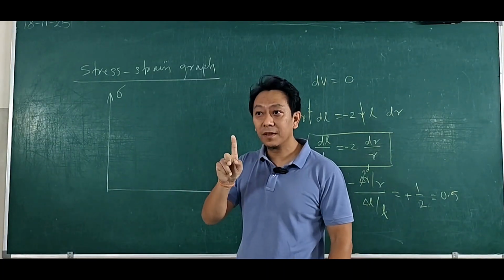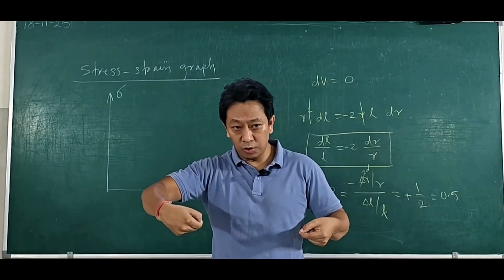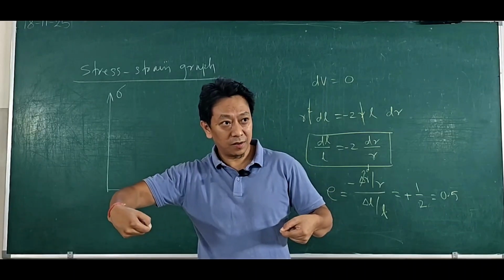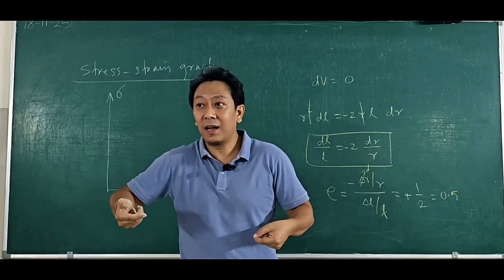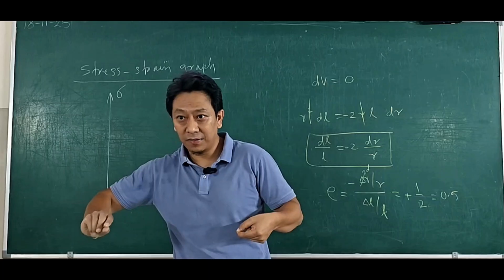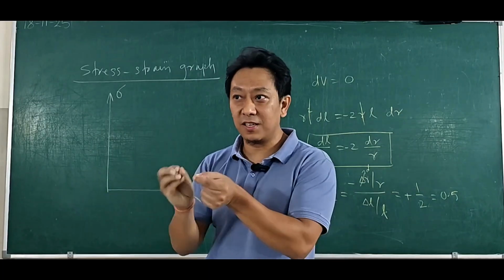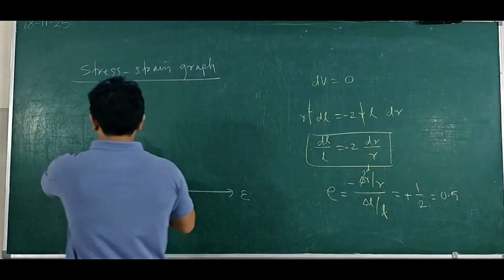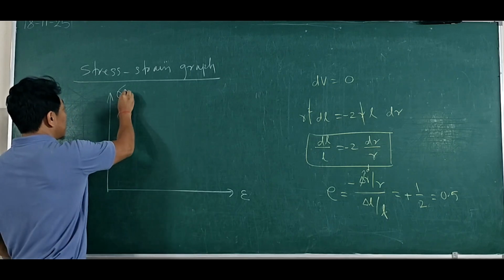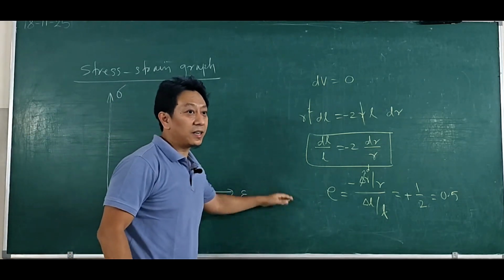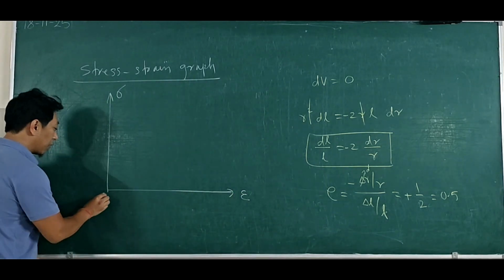Got the idea? So they will pull the rod uniformly, and how much force they are using, they can calculate with the help of sensors attached there. So force per unit area will give stress, strain is delta L by L. Now, initially what do they find?